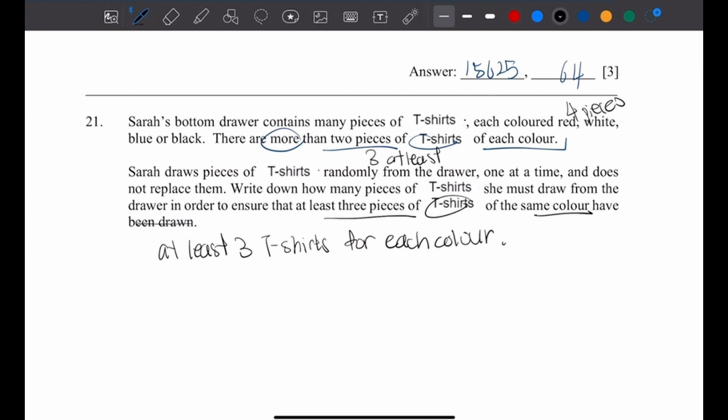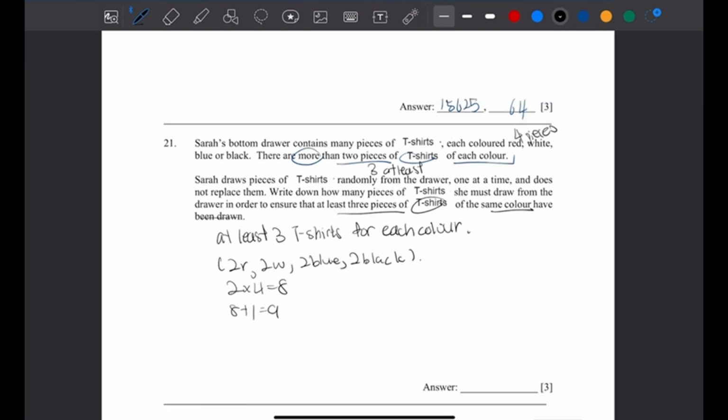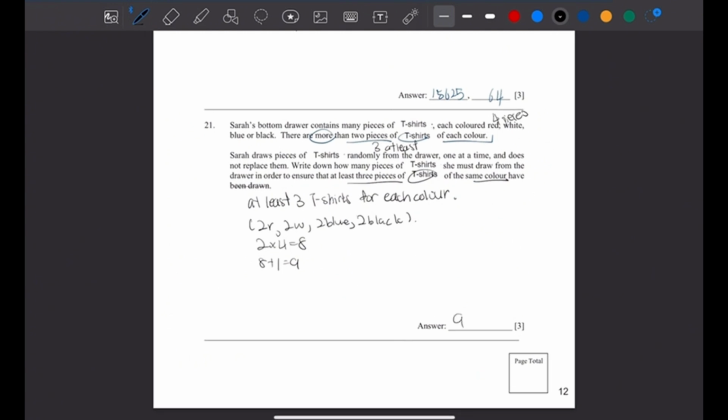And let's assume that she has already drawn 2 red, 2 white, 2 blue, and 2 black. That would be 2 times 4, because that's 4 colors, equals 8. And if she draws one more, there will definitely be 3 pieces of t-shirts of the same color already, because she's already drawn 2, 2, 2, 2. If she draws one more, there must be a group of t-shirts that already has 3 pieces of the same color. So 8 plus 1 equals 9. The answer is 9 pieces.